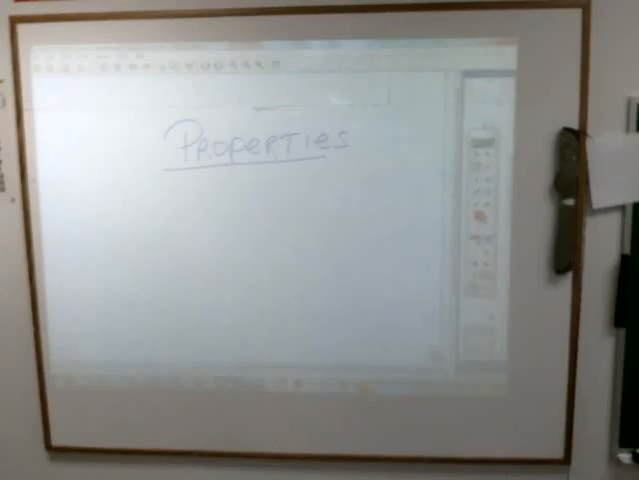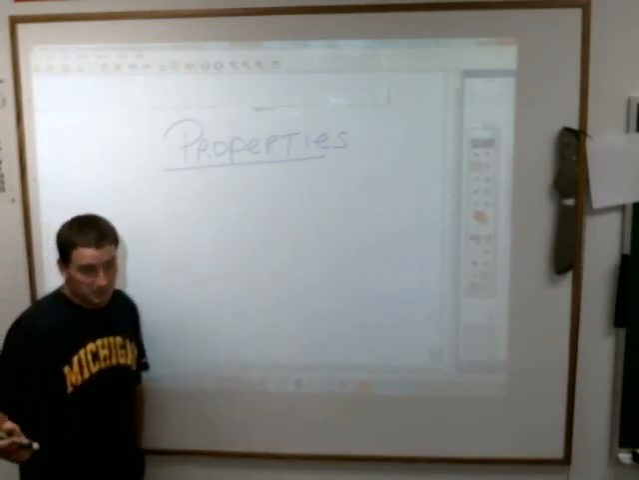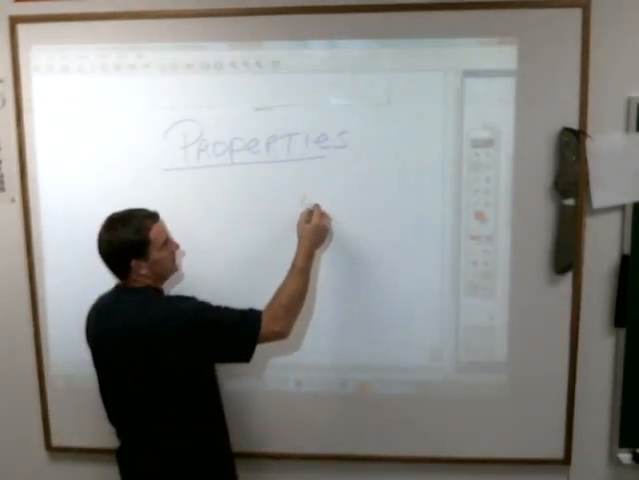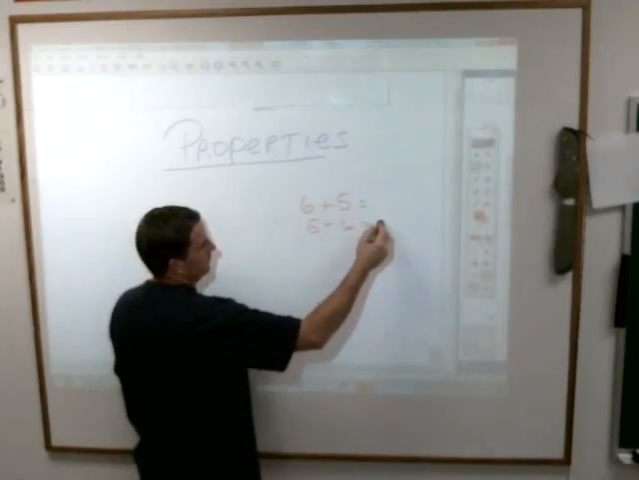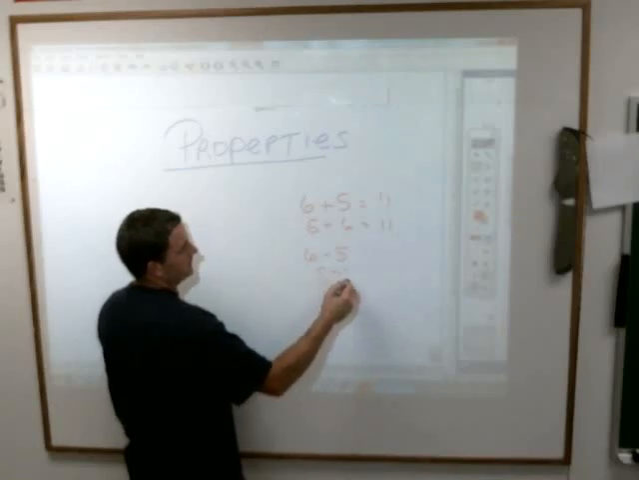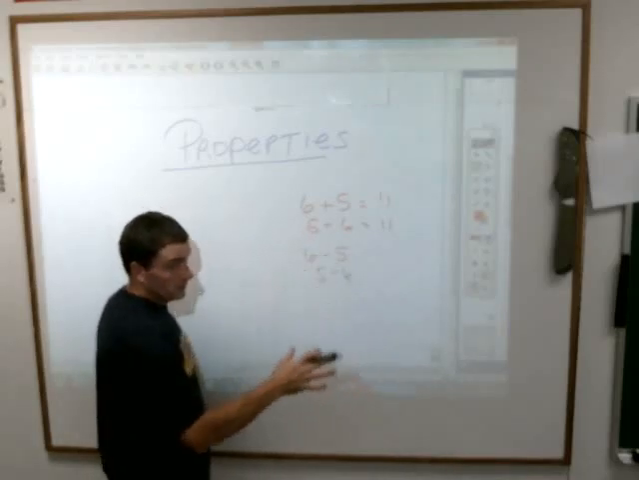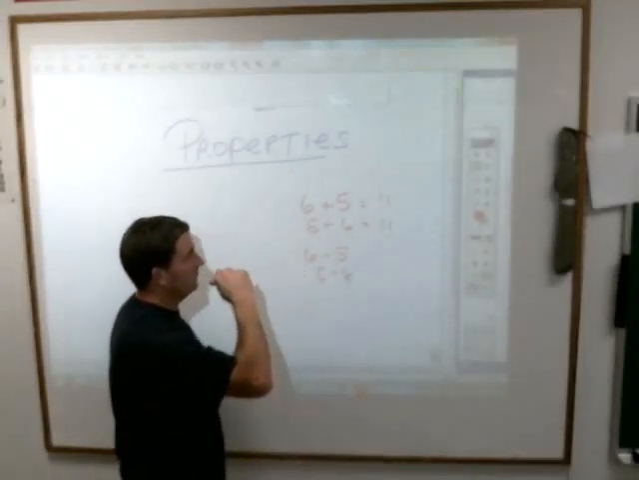Eli told me that the reason why factors and addends are the same is that you can flip them around in any order. But you can only do that with addition and multiplication. You can't do that with subtraction. I know that 6 plus 5 is the same thing as 5 plus 6. I get 11 with both of those. But 6 minus 5 is not the same as 5 minus 6, so I can't do it. It doesn't work for everything, so that's why we call these certain properties that we have.